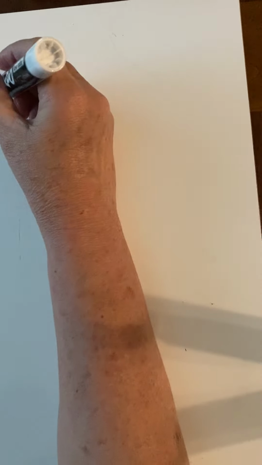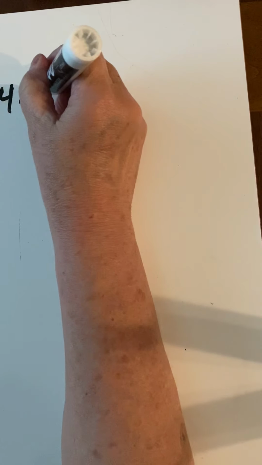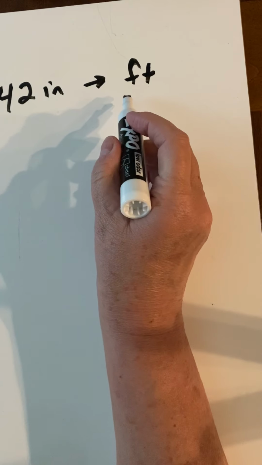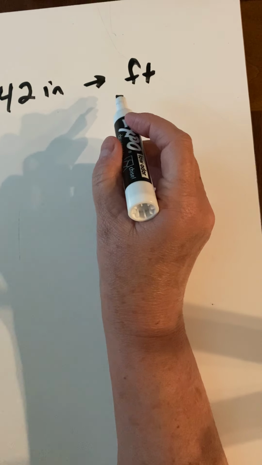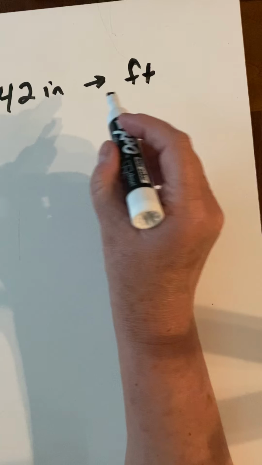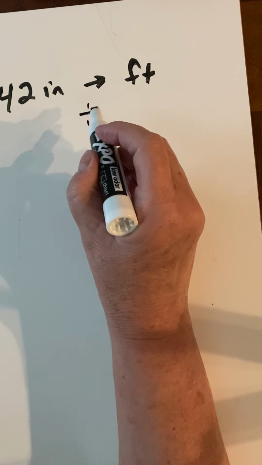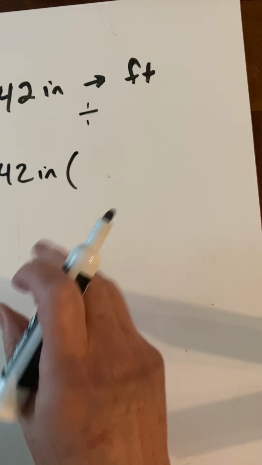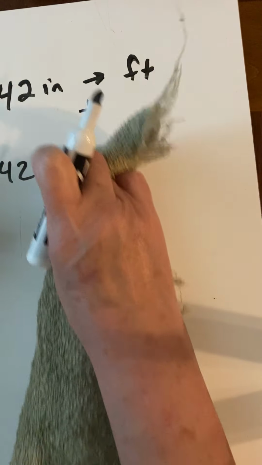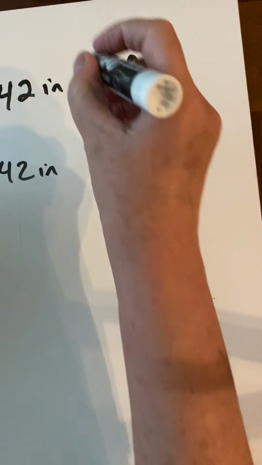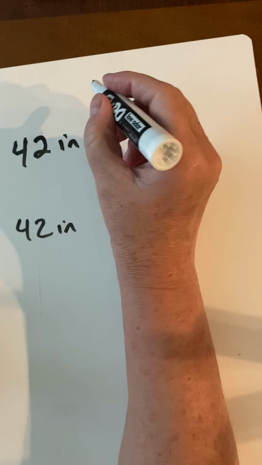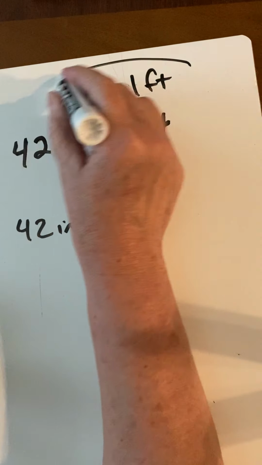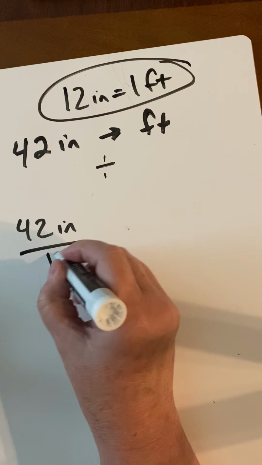Here we're doing 42 inches, and we're going to turn that into feet. So I'm going from a small unit into a large unit. So that means that I need to divide. So 42 inches, and I know that there are 12 inches in a foot. So I know I've got 12 inches per foot. That's my conversion, equals 1 foot. And so I'm going to be dividing that out.